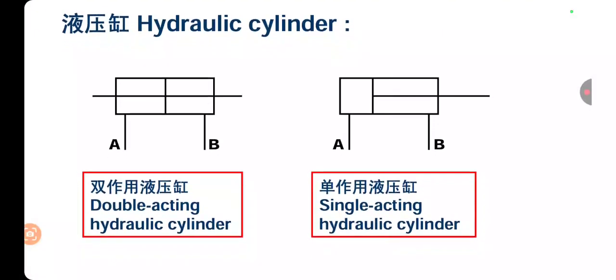Hydraulic cylinder, here we have double acting and single acting. Double acting is used with the arm, with a boom, with a bucket, or even for the steering system of a wheel loader, even in the mobile crane. There's a double acting cylinder.